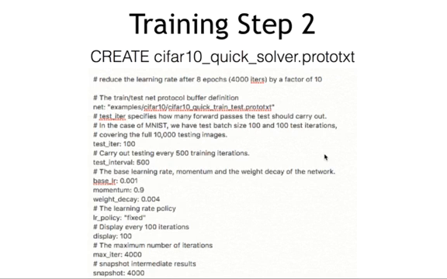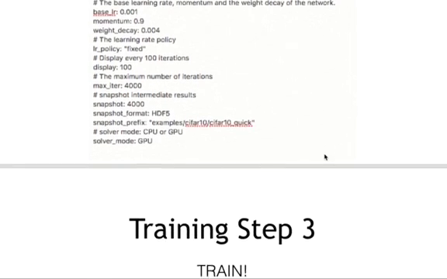For this case we are running for 100 iterations, and how many testing intervals have to be done. These parameters have to be set in the quick solver prototext, and we have to set the parameters for our formula: base learning rate is 0.001, momentum is 0.9, and weight decay is 0.004. So all these parameters are set for the training and testing.